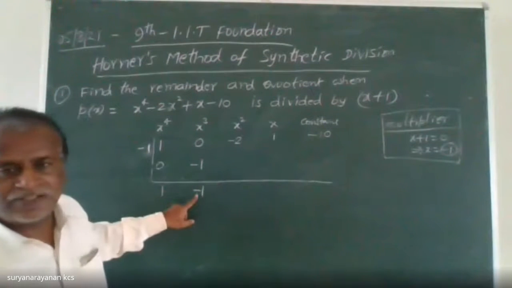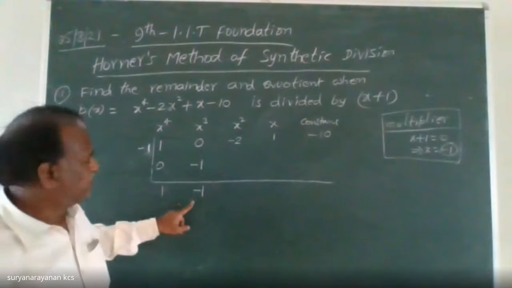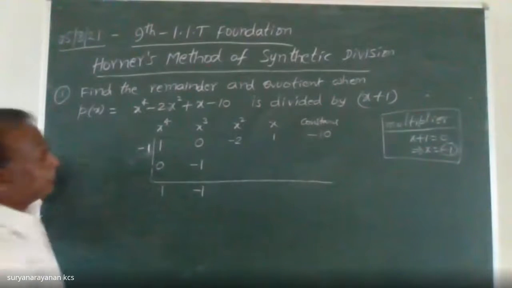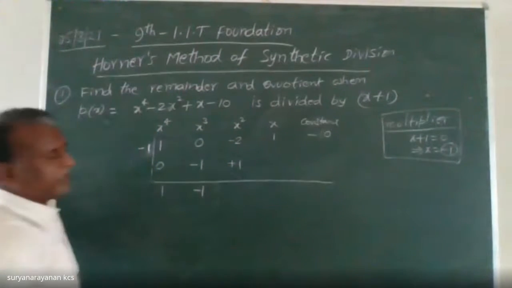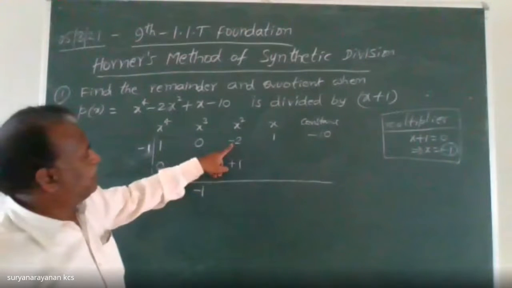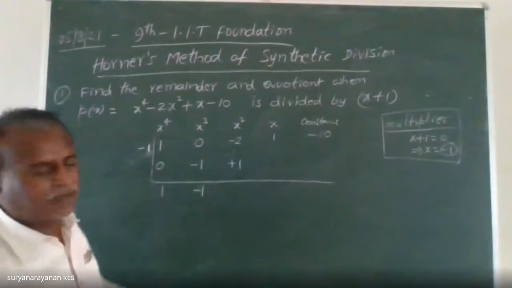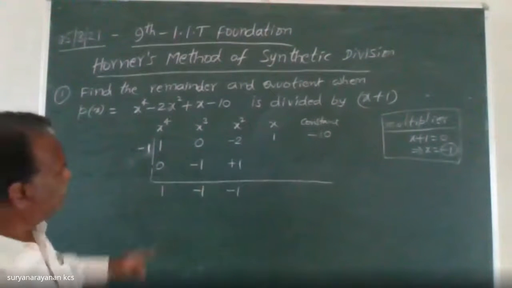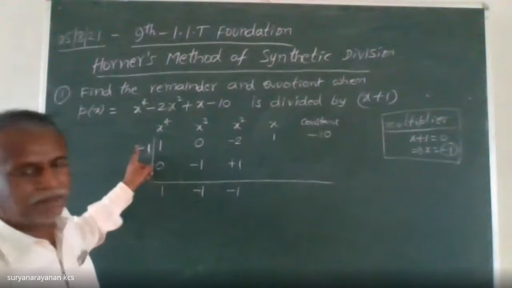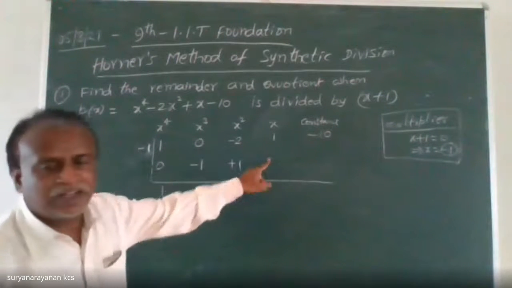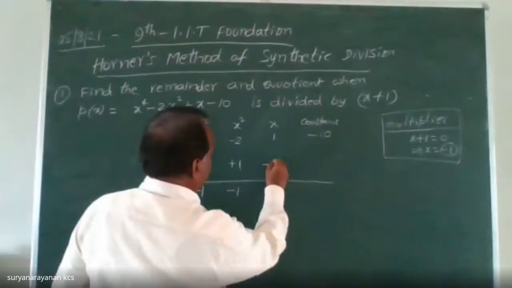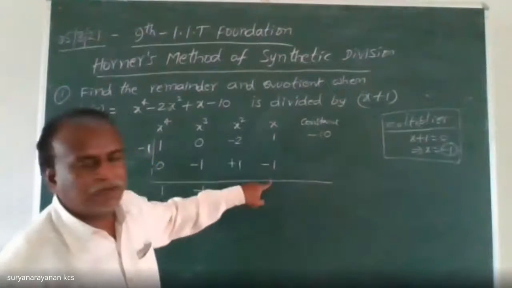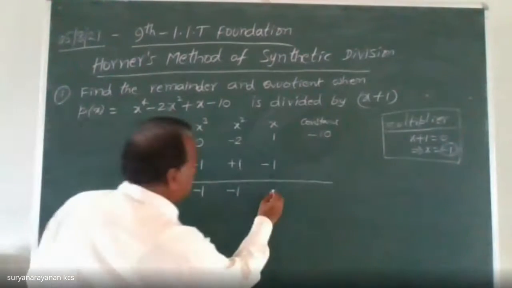Again, multiply this number with the multiplier. Minus 1 into minus 1. What will you get? Plus 1. Minus 2 plus 1. What will you get here? Minus 1. Again, multiply this number with the multiplier and write that result here. Minus 1. 1 minus 1. What will you get here? 1 minus 1, 0.